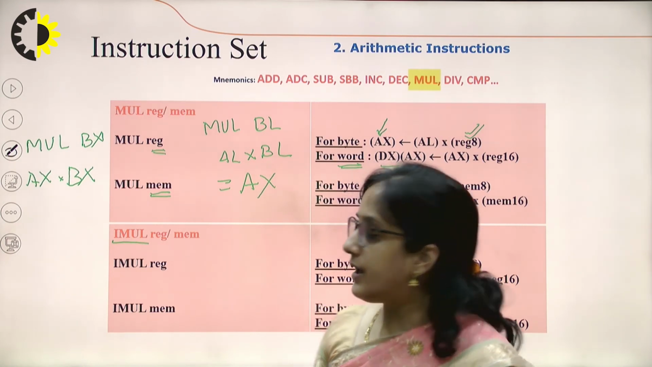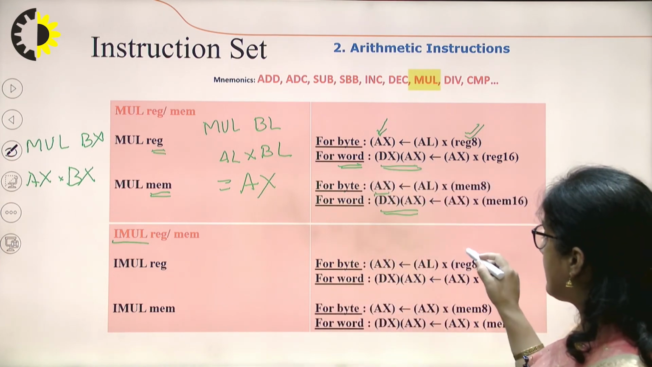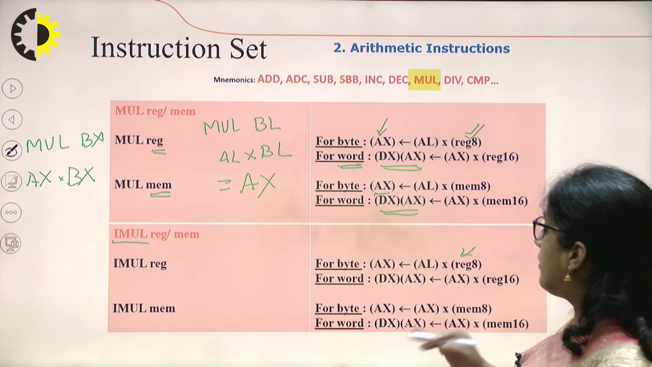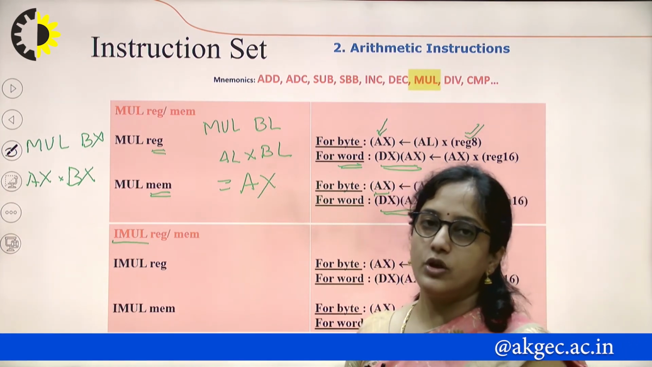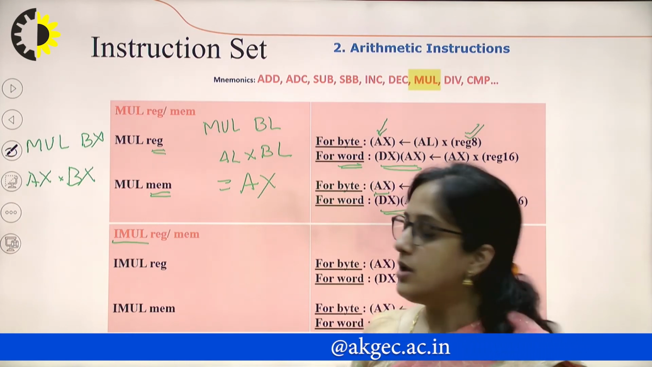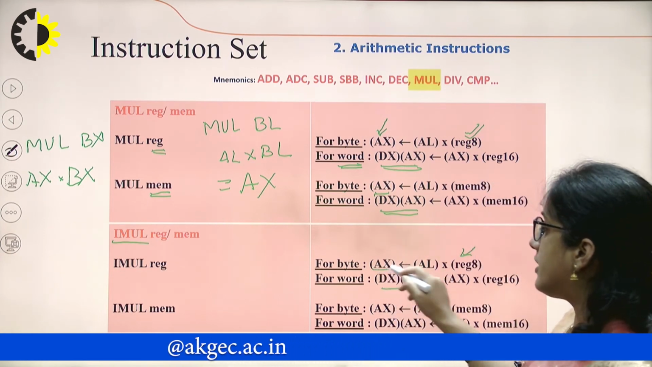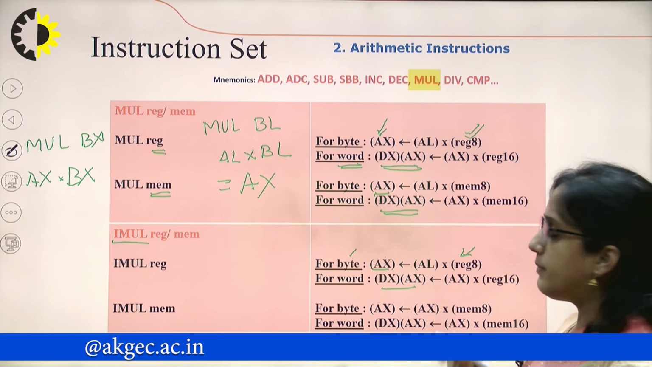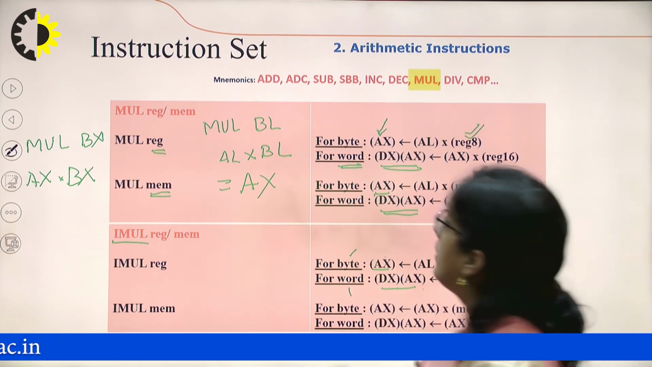Okay, so in that case also the same thing is there, we are specifying the register, but here the microprocessor takes the signed consideration into account, and it will give the result according to the signed operation. So here the result will be stored in the same location: in case of byte, AX will be used, in case of word, DX AX will be used.